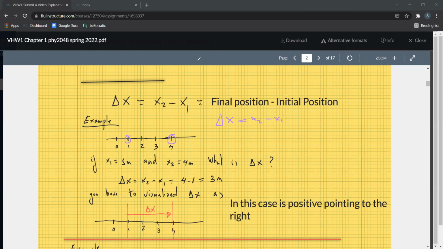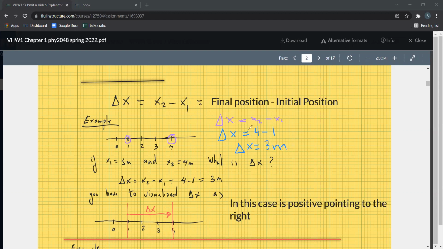And I'll do this in a different color, just so you can see. Let's do blue. So my change in x is equal to my x2, which is at 4 meters. I'm just going to write 4 minus my original, or my initial, which is 1. So my change in x is equal to 3 meters.